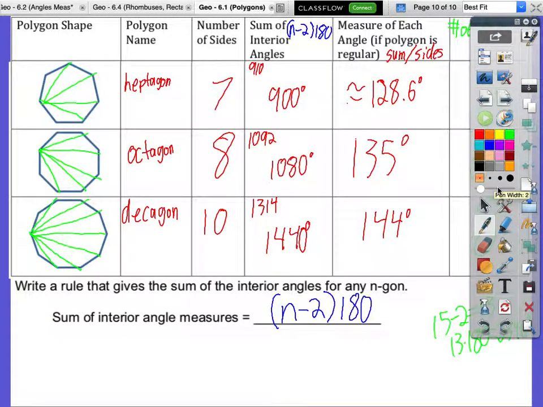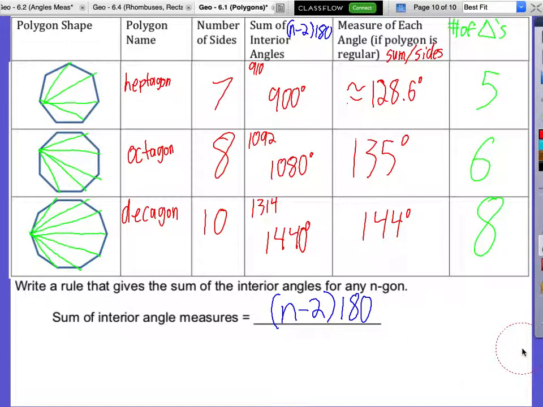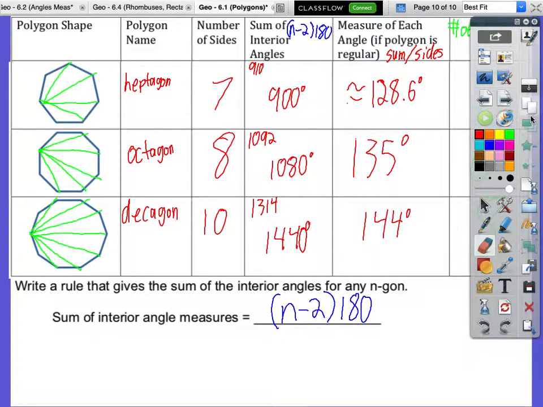And so this rule we have down here is going to be n minus 2. We're going to take the number of sides, which is n, and subtract 2 from that. So that'll give us the number of triangles. And we'll multiply that by 180. That will always give us the sum of interior angle measures for any polygon, regardless of the size, regardless of how many sides it has, as long as it's convex, pointing out, not concave, caving in.